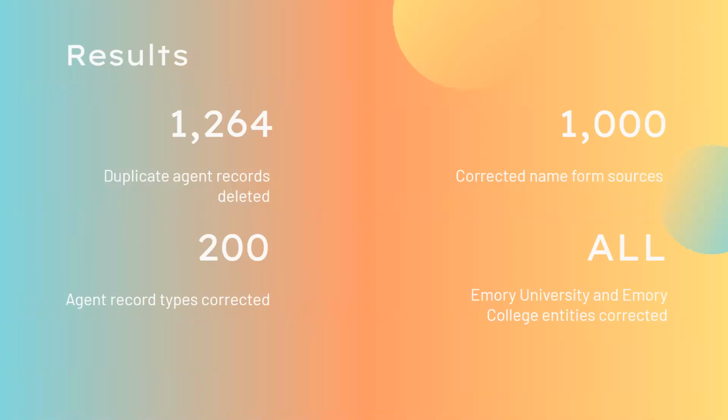In the end, I eliminated 1,264 duplicate agent records. I corrected around 1,000 records that had an incorrect name form source, such as unspecified ingested source. I corrected around 200 records that were coded as the wrong type, such as corporate entities that had person records. And I also corrected all of the Emory University and Emory College agents to match Library of Congress Name Authority File, or DAX.